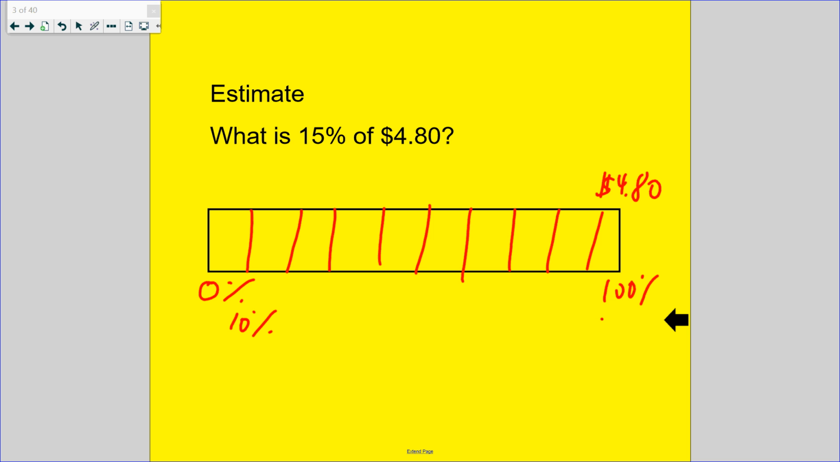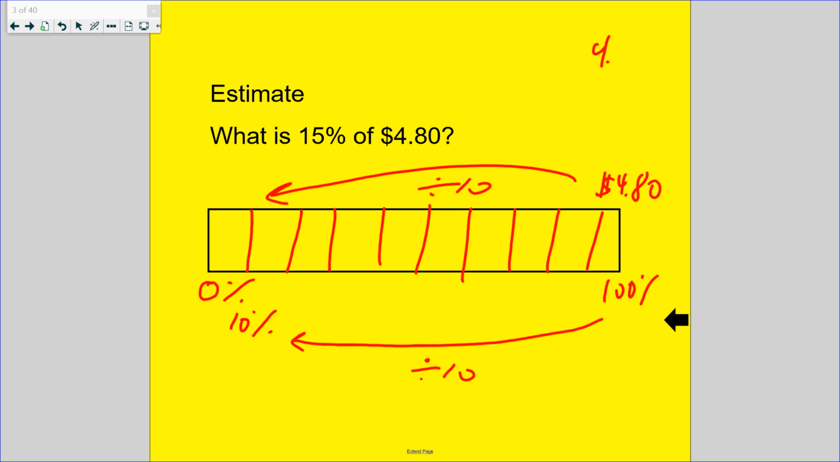So how do you break down 100% to 10%? You break it into 10 parts. So what's $4.80 divided into 10 parts or 10 sections? Can 10 go into 4? 0 times. Can 10 go into 48? 4 times. Can 10 go into 80? 8 times. So it's 48 cents. So 10% represents 48 cents.